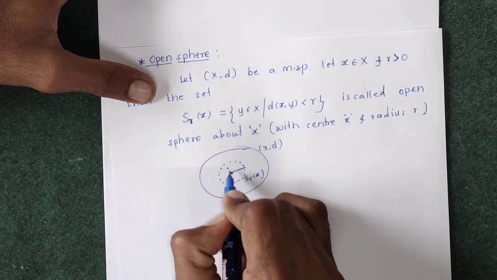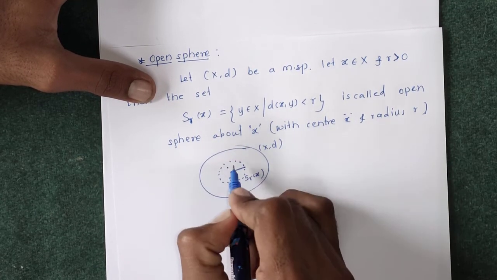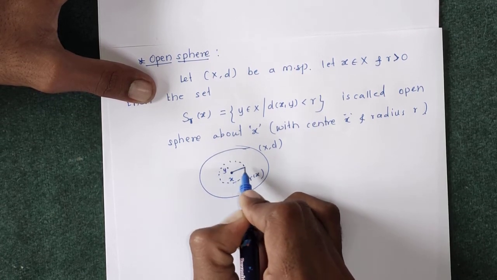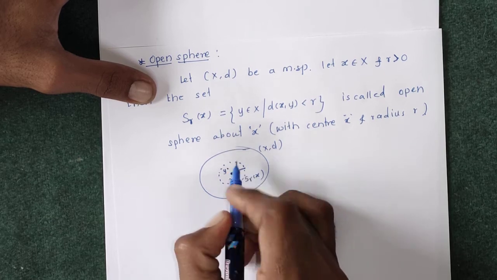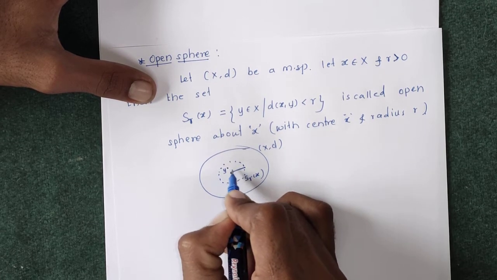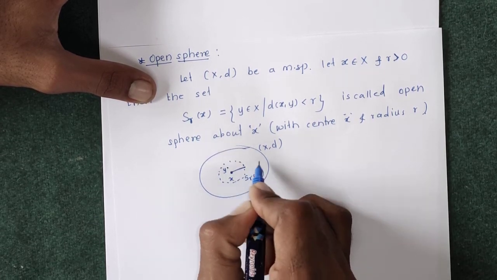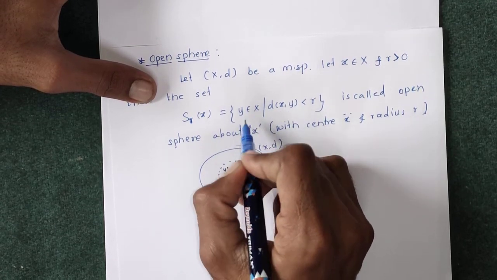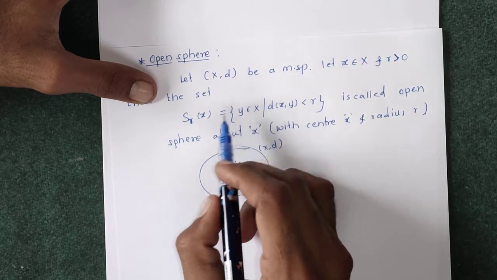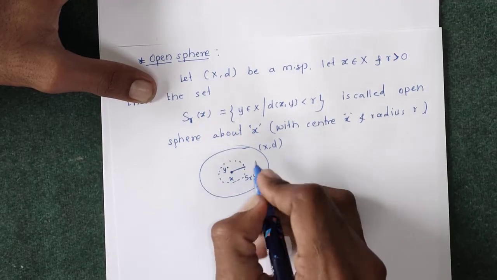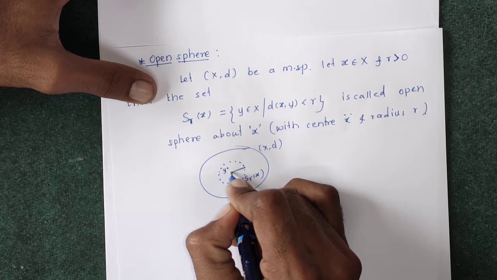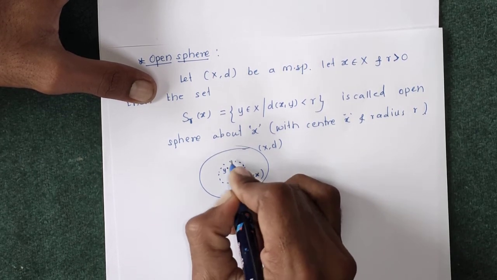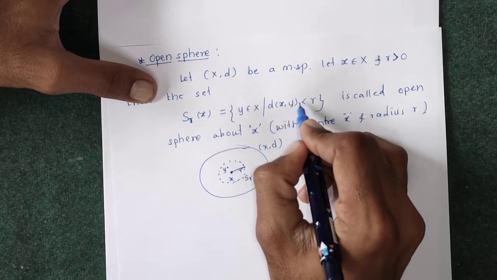The elements of the open sphere are the elements of X. Suppose this dotted sphere is S_r(x), and if you take y, this y is an element of S_r(x), but S_r(x) is a subset of X, so y must be an element of X. And y belongs to S_r(x) whenever the distance between x and y is less than this r. This is r. r is the maximum distance. This distance is strictly less than r.